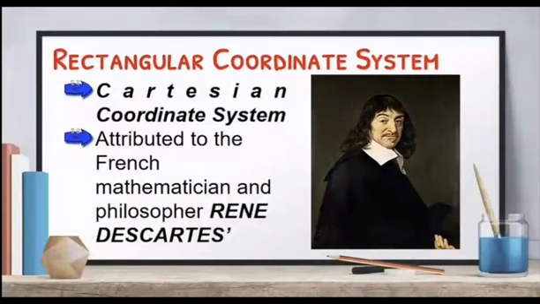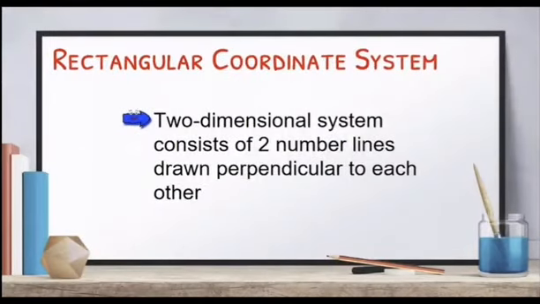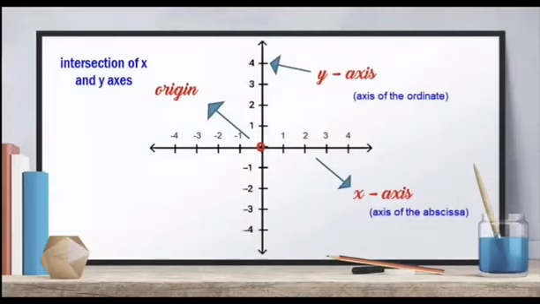First, let us define the rectangular coordinate system. The rectangular coordinate system, otherwise called the Cartesian coordinate system, is attributed to the French mathematician and philosopher René Descartes. It is a two-dimensional system that consists of two number lines drawn perpendicular to each other. It has two lines intersecting at a common point called the origin. The horizontal line is the x-axis or the axis of abscissa, and the vertical line is the y-axis or the axis of the ordinate.